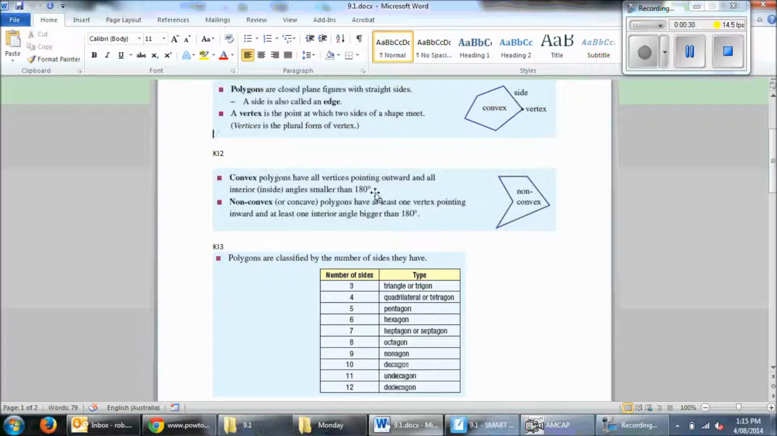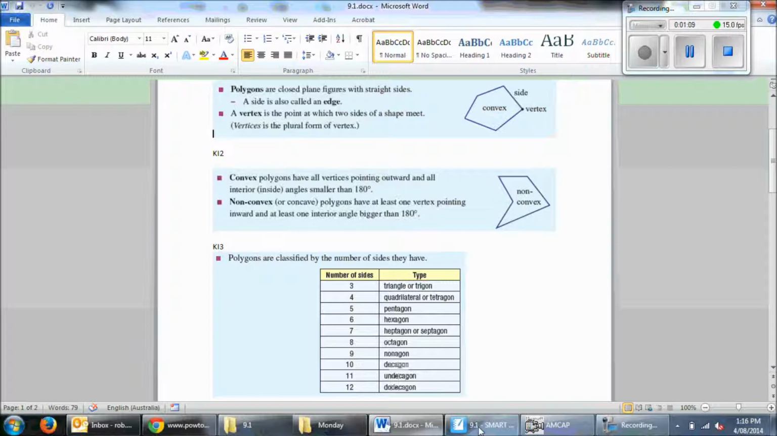So a part in the key ideas talks about what it means if one's convex or non-convex. So a convex polygon has all vertices, and up here you can see what a vertex is. It's where two points meet together, are pointing outward, and all interior angles are smaller than 180 degrees. So up here, this is a convex polygon because all of these vertices are pointing outwards, which means that the inside angle will be less than 180 degrees. Down here, obviously, we have one that is pointing inwards, which makes it a non-convex polygon.